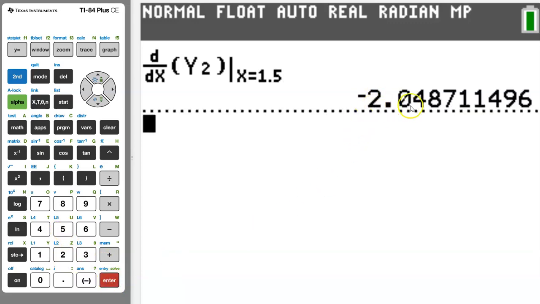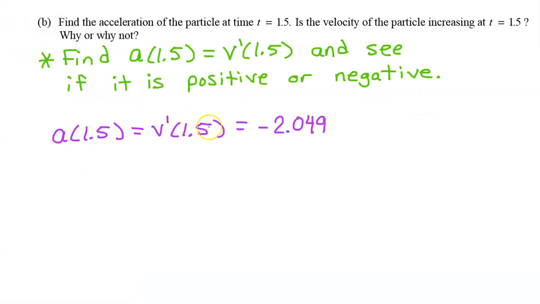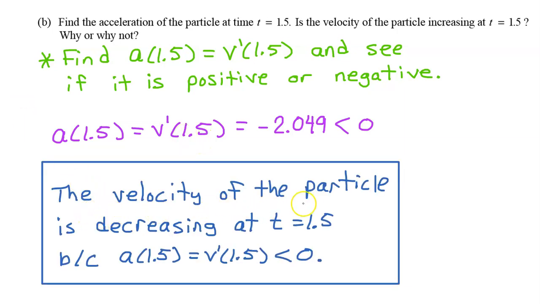Negative 2.048, or the College Board would accept negative 2.049. What matters is that the acceleration is negative at t equals 1.5. The velocity of the particle is decreasing at t equals 1.5 because the acceleration at 1.5, which equals v prime at 1.5, is negative.